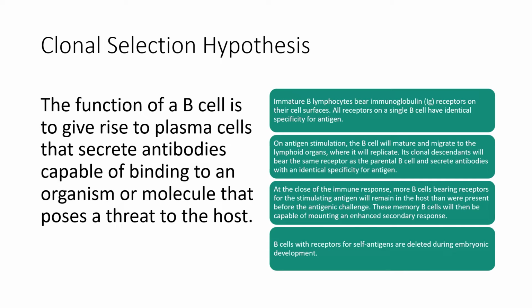All the receptors on a single B cell should have identical specificity for antigen. When you stimulate those B cells, when they encounter their specific antigen, they mature and they migrate to the lymphoid organs where they replicate. They're already in the lymphoid organs, but even within those organs, they will do a little bit of migration. We're going to look at the structure of lymph nodes, and you'll see the pathway that they take and a little bit about why that occurs, which I thought was interesting. And then once that cell replicates, that's where that little clone army comes from.